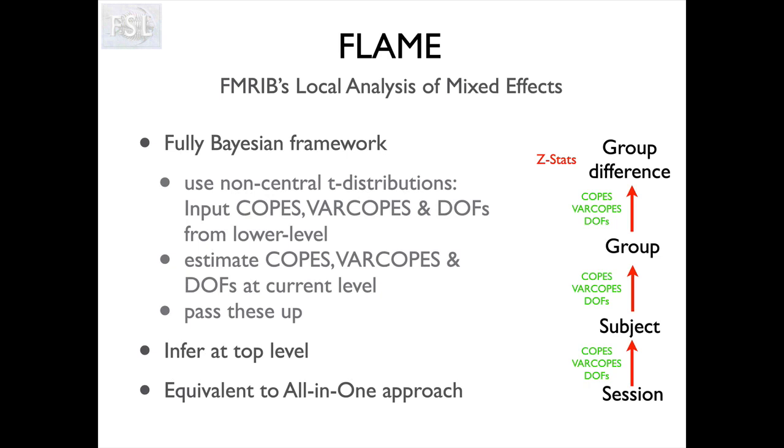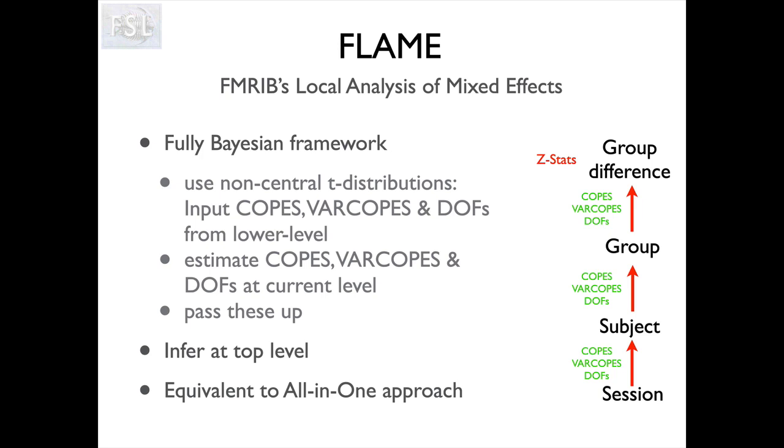So I talked about effect sizes before, but it's actually the contrast of parameter estimates that we're most interested in. So we're going to form contrasts at our first level. Those contrasts might be very simple. They might just pick out one of the parameter estimates, or they might do something more complicated. But we're going to use those contrasts, whatever they are, and we're going to pass those up as well as the variance of those and the degrees of freedom appropriate for that. And they are the three things which get passed up.